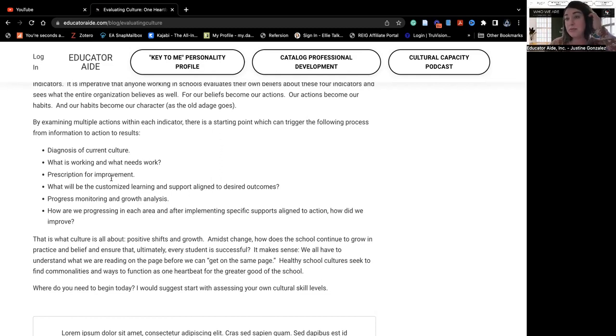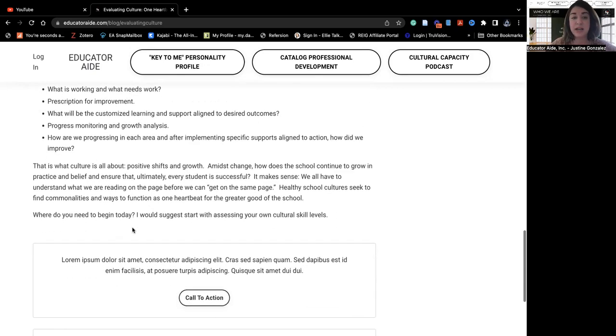What's going on right now? And what are the needs? Because that is ever changing and evolving. Because we are ever changing and evolving. It helps us to look at what's working and what needs work. Also try to come up with a prescription for how we can improve, asking ourselves what will be the customized learning and support aligned to these outcomes we're going for. And then how do we create progress monitoring and growth analysis to really know, are we improving and are inputs supporting the outputs that we desire?